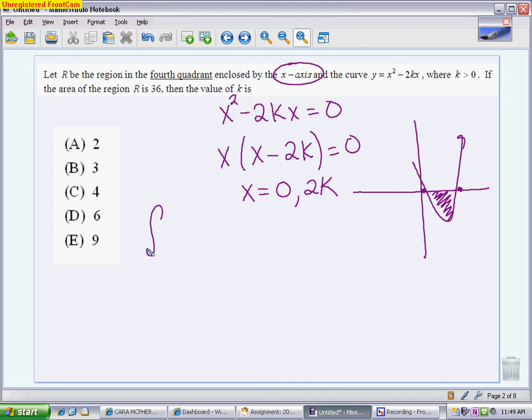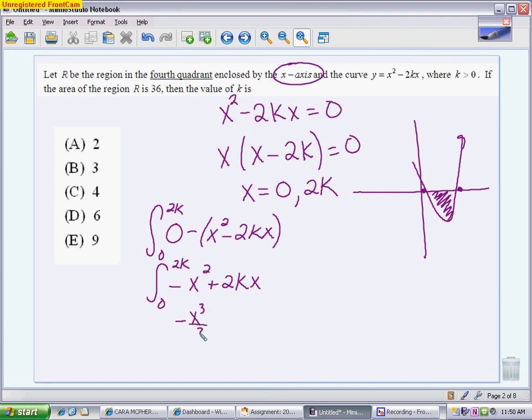My boundaries of my integral are going to be 0 to 2k. Top minus bottom is going to be 0 minus my function, the parabola. I can then distribute the subtraction sign, and I get negative x squared and positive 2kx. I can integrate that pretty easily. I get negative x cubed over 3 and plus 2kx squared over 2.